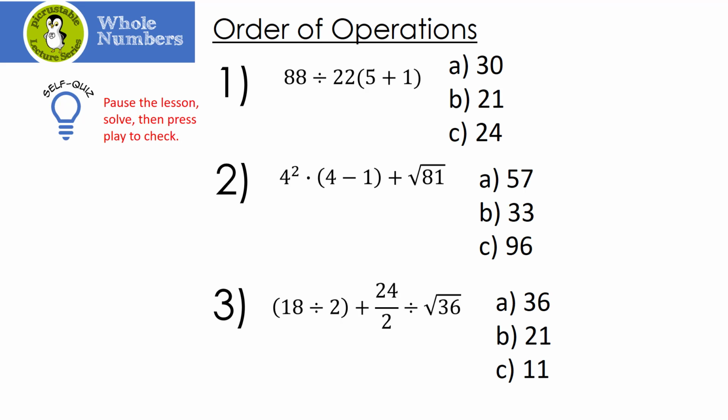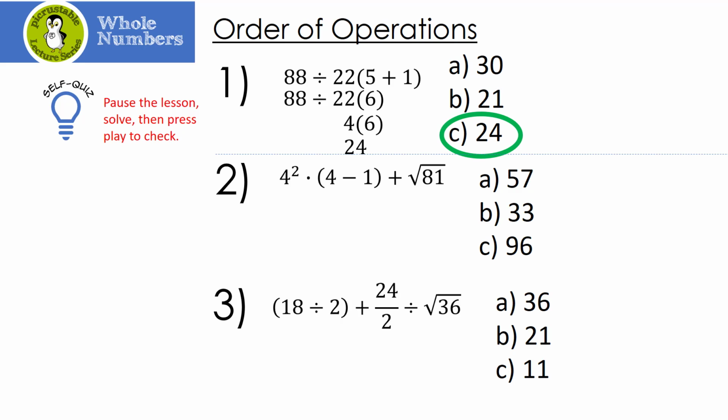Here's your self-quiz. You're going to pause the quiz, solve, then press play to check. Let's see how you did. We're going to work these together before I give you the answer. First, we have to do what's in parentheses. 5 plus 1 is 6. Then we divide. 88 divided by 22 is 4, and then we multiply, which is 24. Did you get C? Let's look at number 2.